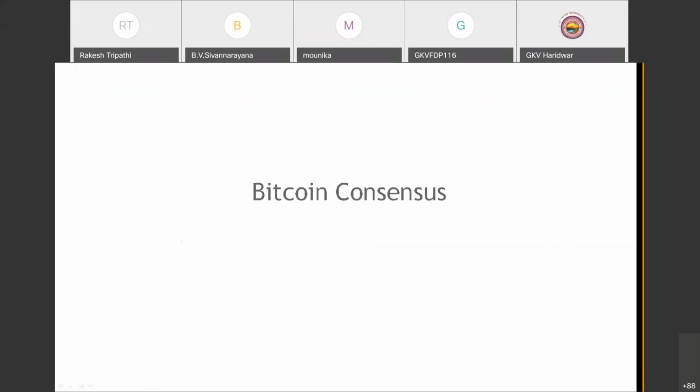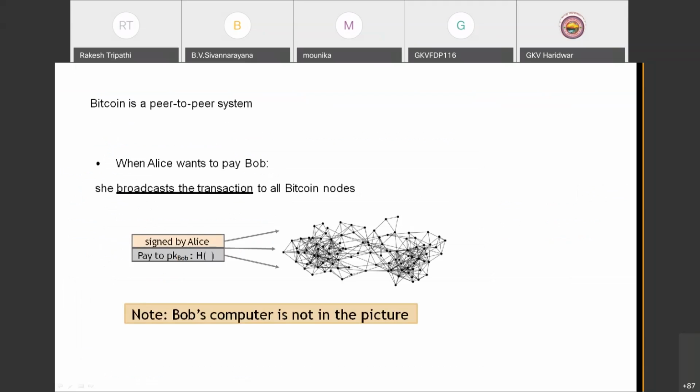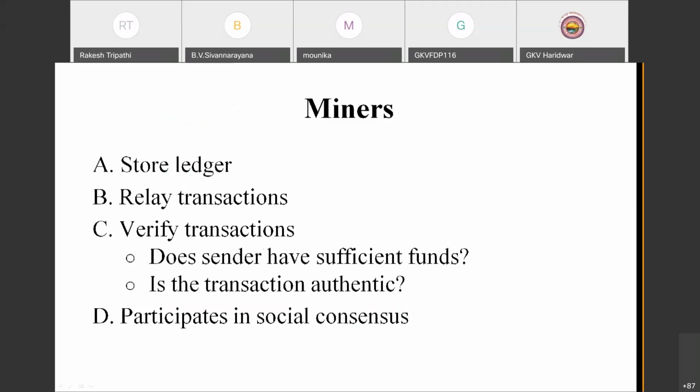So now we'll move on to Bitcoin consensus. What is happening in Bitcoin actually? See, in a Bitcoin peer-to-peer system, when Alice wants to pay Bob, she broadcasts the transaction to all Bitcoin nodes. Okay, and what transaction does she transfer? You have a pay to public key of Bob. So she's saying pay to Bob, and the money which I got, this is the hash pointer and this is signed by Alice. And this is flooded to all nodes.